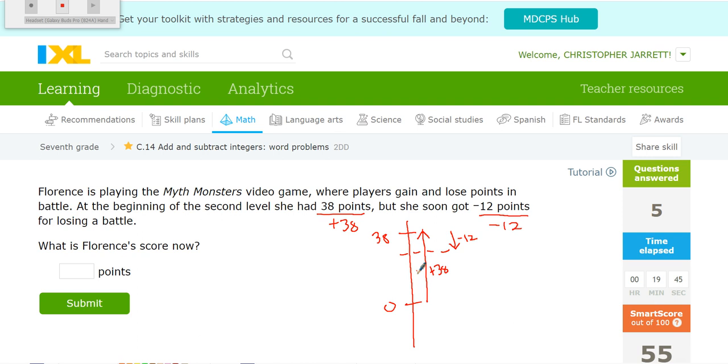And as you notice, when you're asking for the new location, you're typically going to be adding, because the score changed by minus 12. So it's going to be 38 plus negative 12, because change means that you add from the tip of one to the beginning of the other. So 38 plus negative 12, since they're going in opposite directions, I'm subtracting. So that's 38 minus 12, which would give you a final answer of 26. So Florence's final score is 26 points.